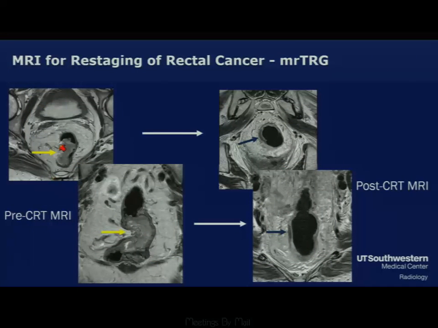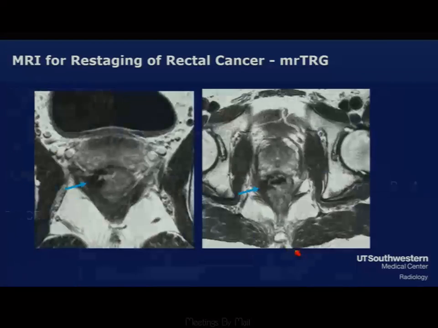So here's a patient, pre-chemoradiation, large polypoid tumor, post-chemoradiation. All you have left is this little small crescentic scar. This is an MRTRG1. This patient came to us from the outside. I don't have the pre-chemoradiation imaging, but on the post, there's this very dense, dark scar on T2-weighted images. We call it a TRG2, and on path, there was no residual tumor.